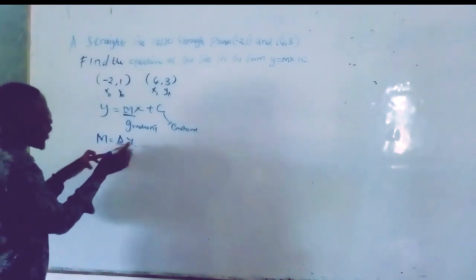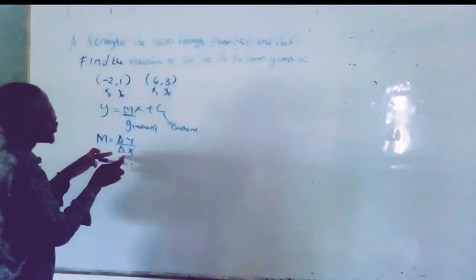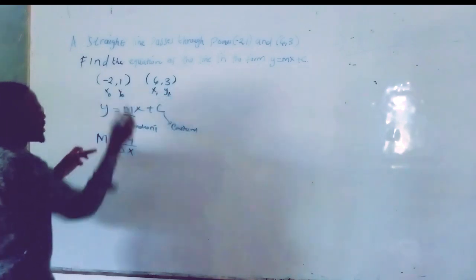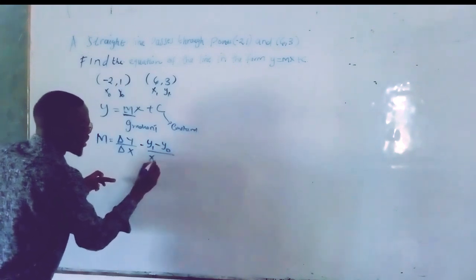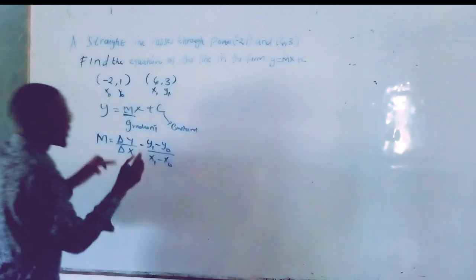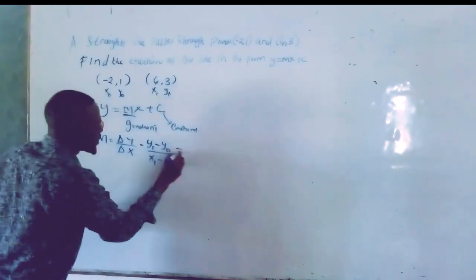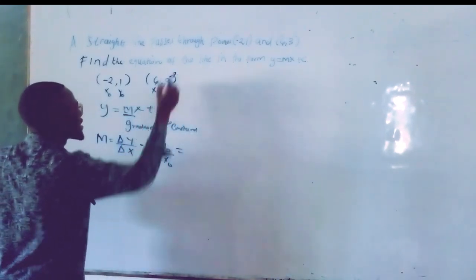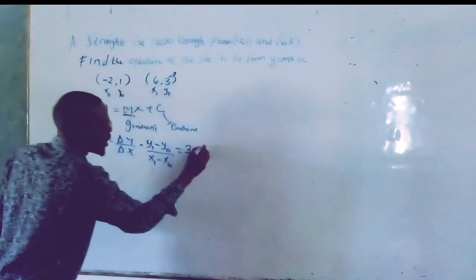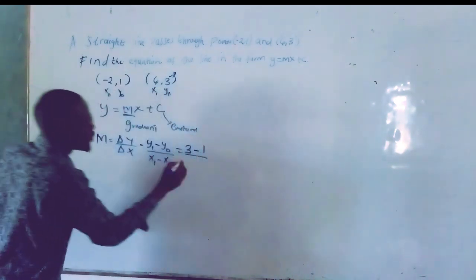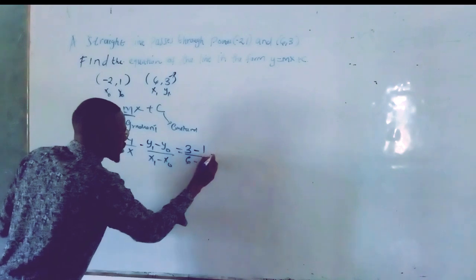So we ask, how is y changing from one point to the other, and how is x changing from one point to the other? That means m = (y1 - y0) over (x1 - x0). So this represents our y1, y0, x1, x0. Now we take the value of y1, which is 3, minus the value of y0, which is 1, over x1, which is 6, minus the value of x0, which is -2.